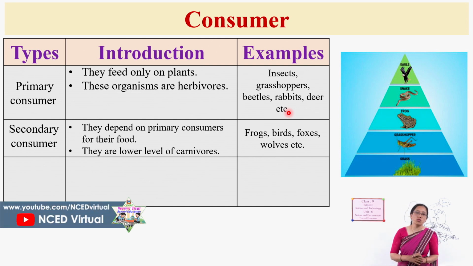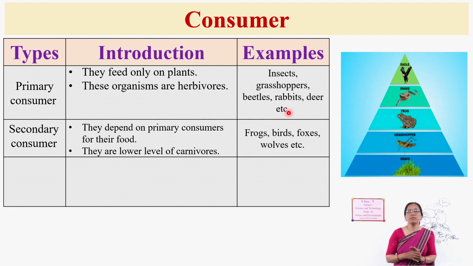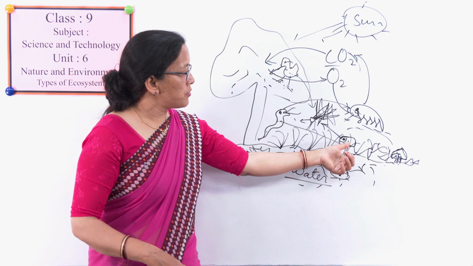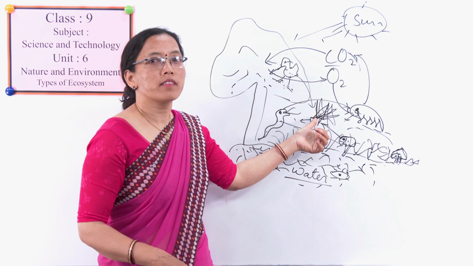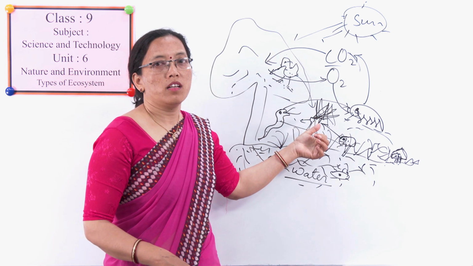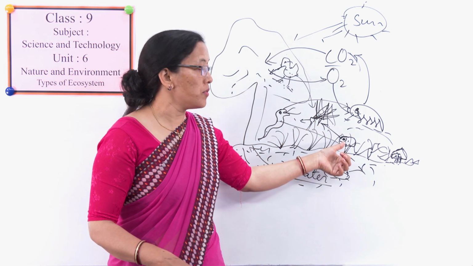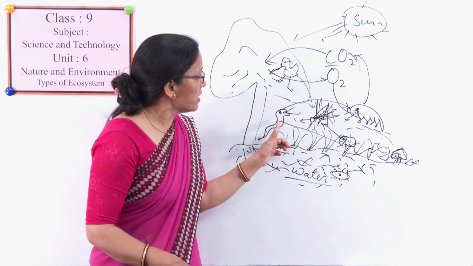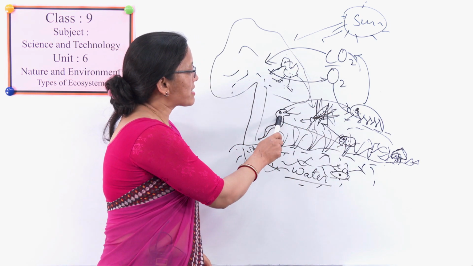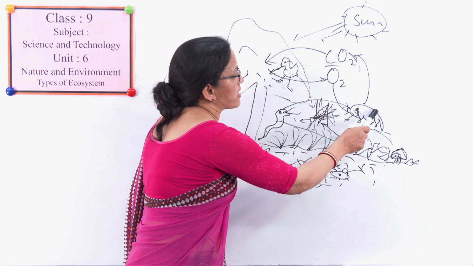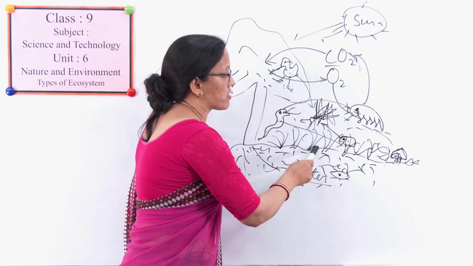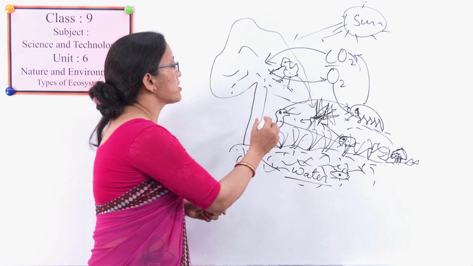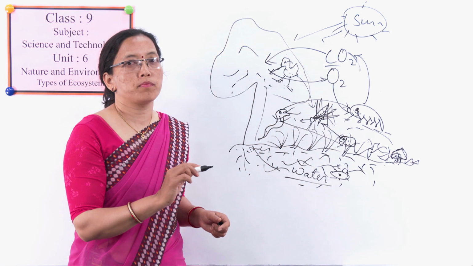Next, secondary consumers. What are the secondary consumers? Those which feed on the primary consumers. Just like here, this frog is feeding on what? Grasshopper. So this is the primary, which level? This is a secondary consumer. And if we see this one, the snake feeding on the rat. This rat is feeding on grasses. So the level of snake now is a secondary consumer.